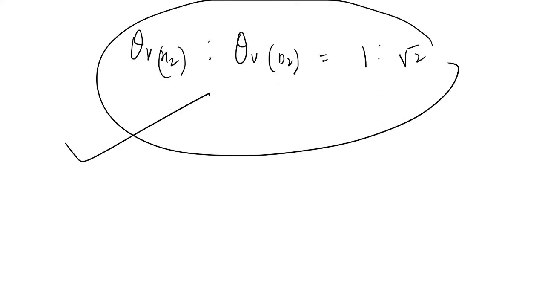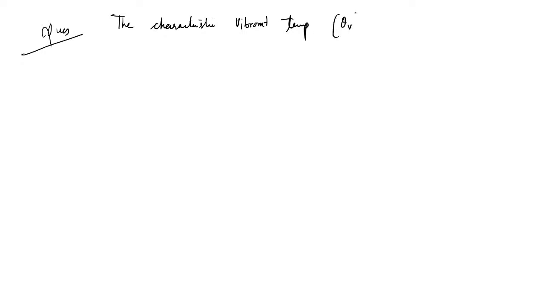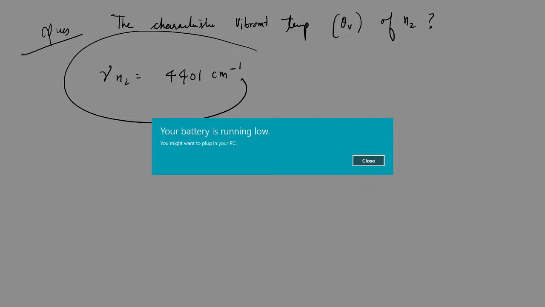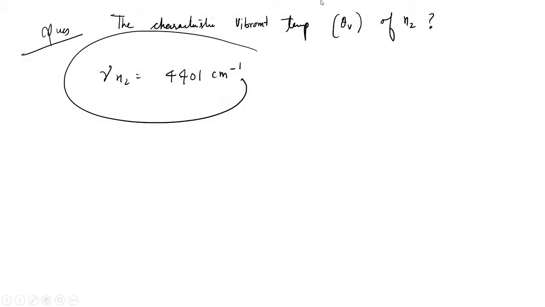Now let's take one more question. The question is: the characteristic vibrational temperature, that is theta V, of H2. This is what you need to find out, provided that the frequency of H2 is 4401 centimeter inverse. You need to find out theta V when your frequency of H2 is 4401 centimeter inverse.